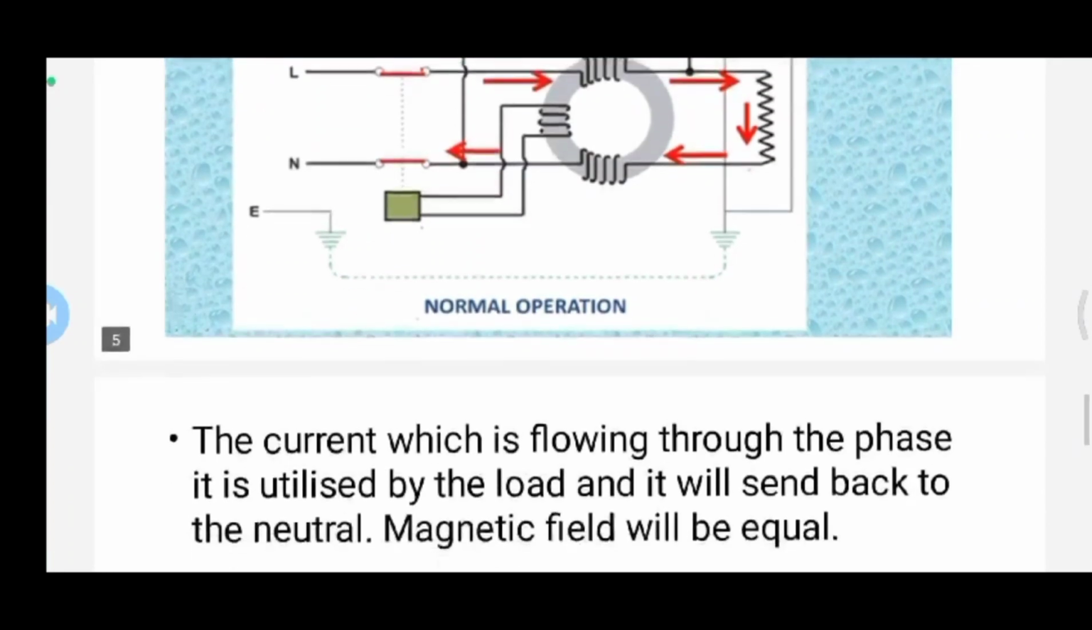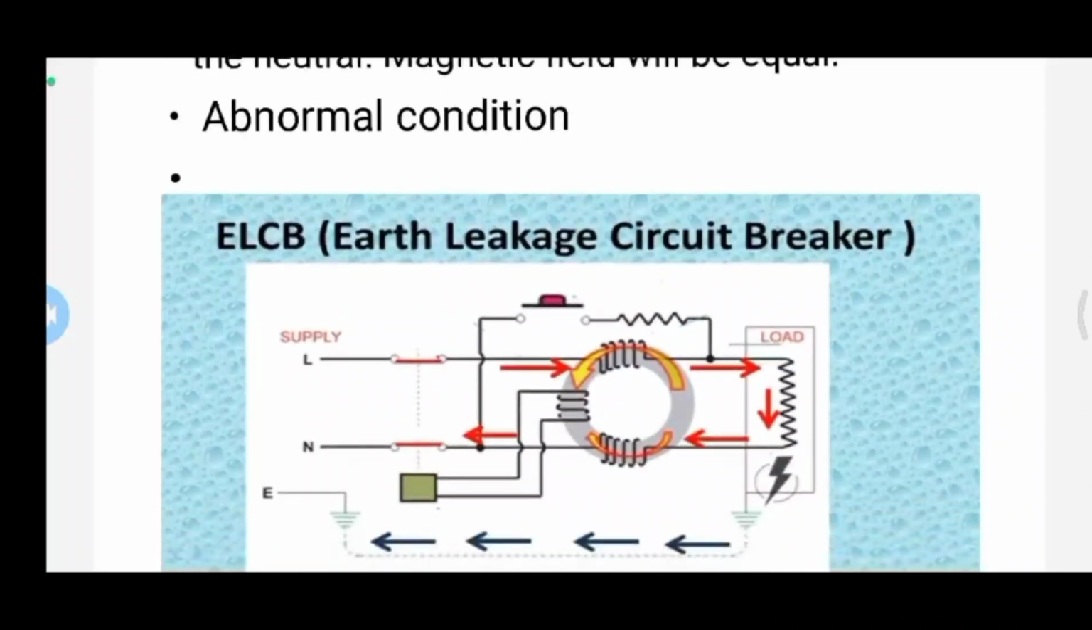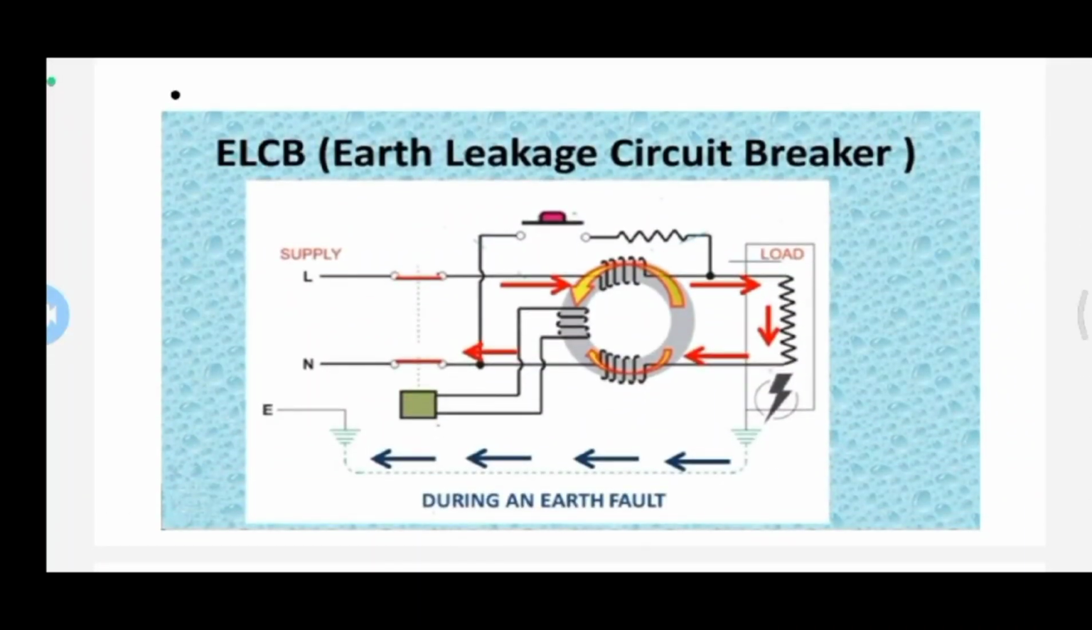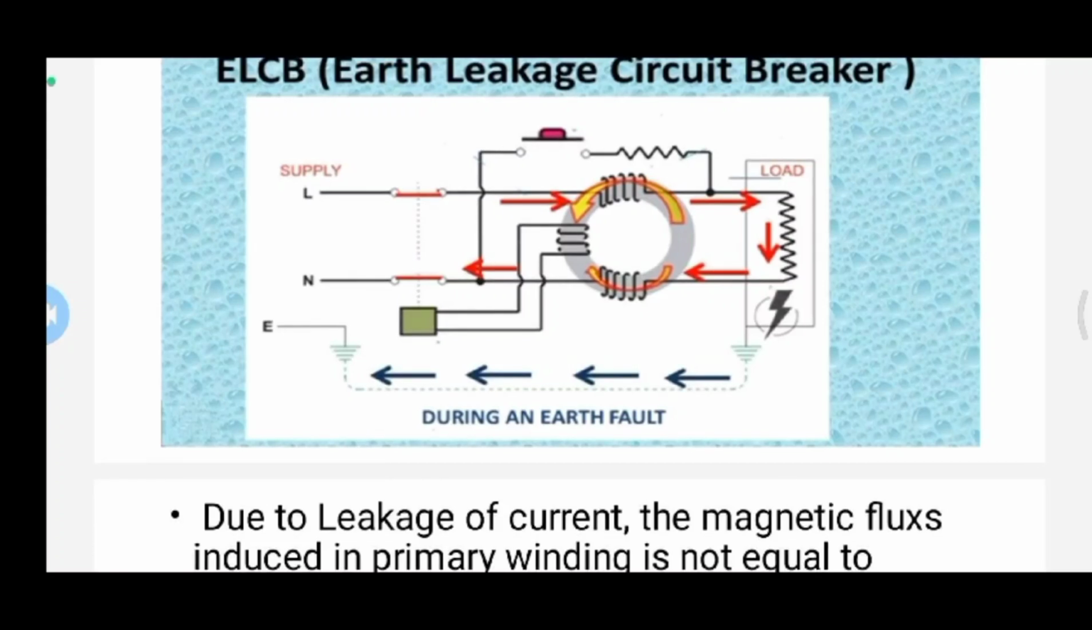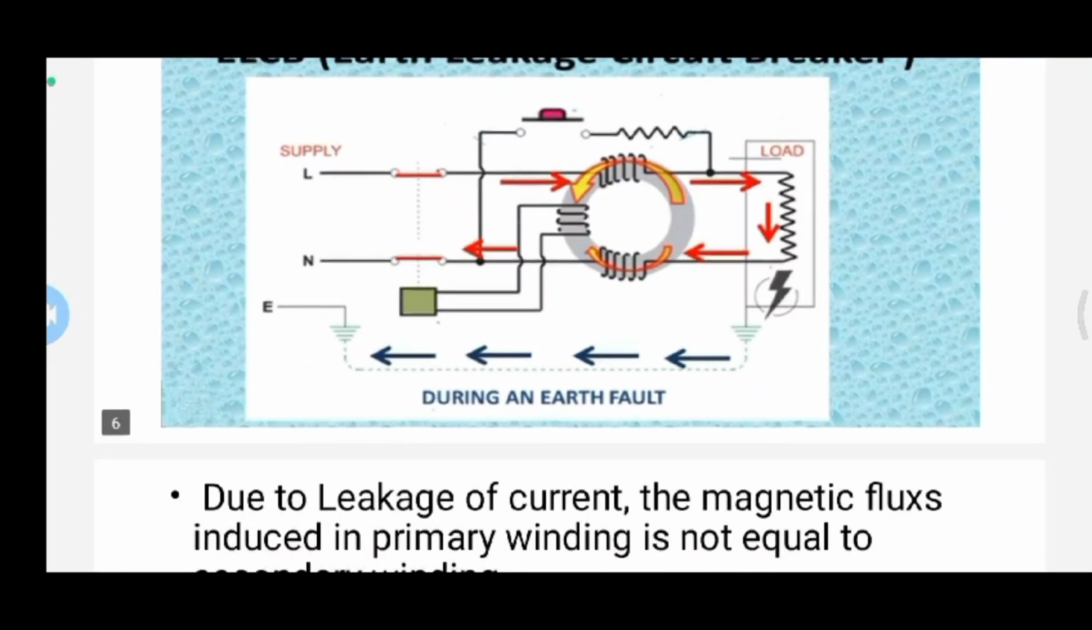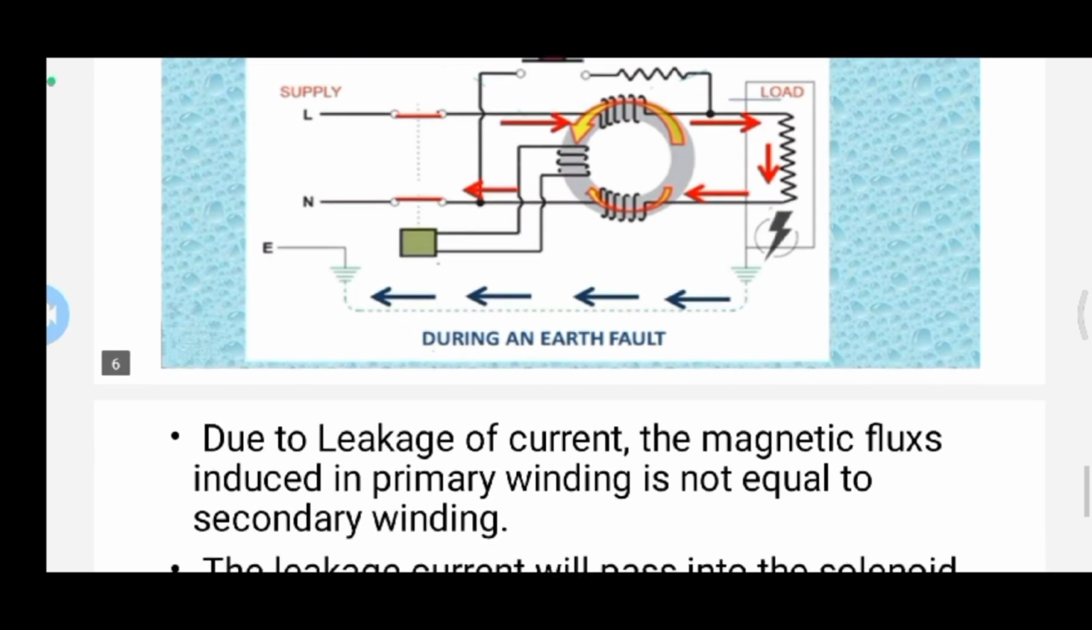If there is an amount of leakage of the current, it is an abnormal condition. That leakage of the current will be observed by the relay and sent to the ground. Because of the imbalance in the current in the windings, there is an imbalance of the magnetic field also, and the relay will send a signal to the tripper: there is a leakage in the circuit, so please cut off the circuit and save the devices. Like that we can save the devices and prevent shocks.